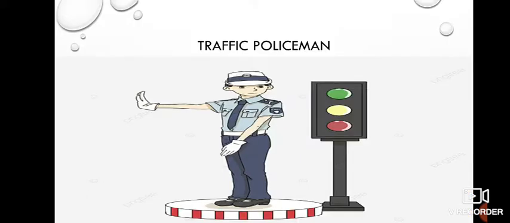So like this, a person who controls traffic on the road is known as traffic policeman. There are many people who help us, and one of them is traffic policeman. Who is traffic policeman? The person who controls traffic on the road. He is a policeman and he controls traffic, so he is known as traffic policeman.